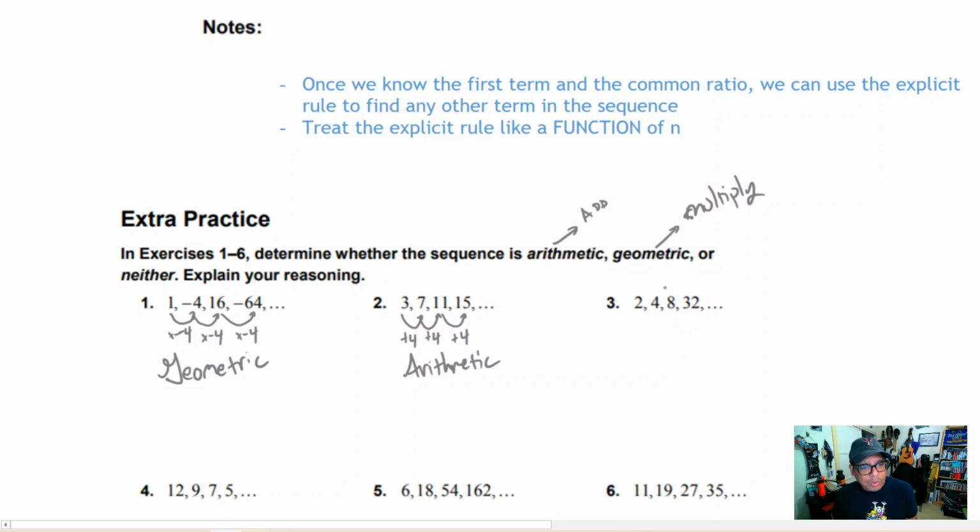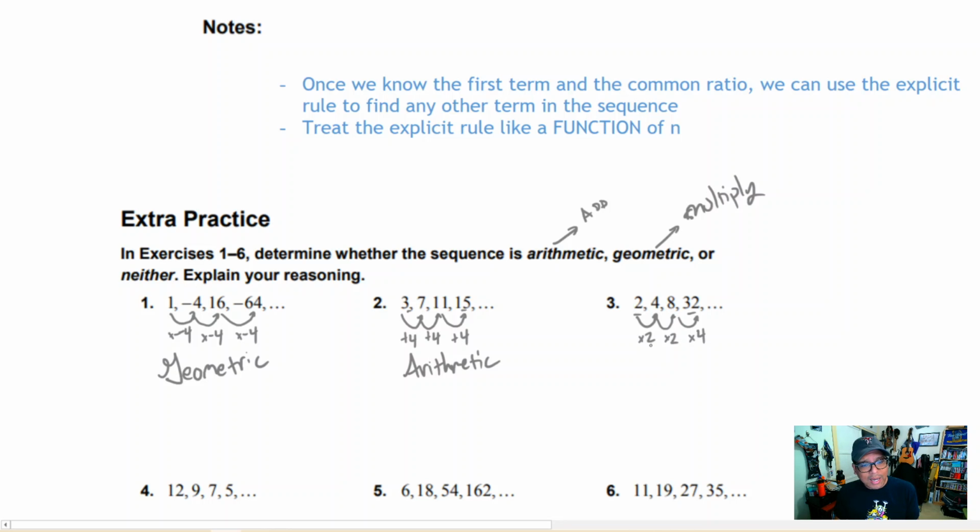And then let's do this last one. You got 2, 4, 8, 32. Look at how quickly this grows. 32 is much bigger than 2, whereas 15 in this second sequence wasn't a whole lot bigger than 3. So this looks like a multiplication sequence, and let's confirm that's multiply by 2 to get from 2 to 4. To get from 4 to 8, that's also multiply by 2. And then from 8 to 32, that's multiply by 4 now.